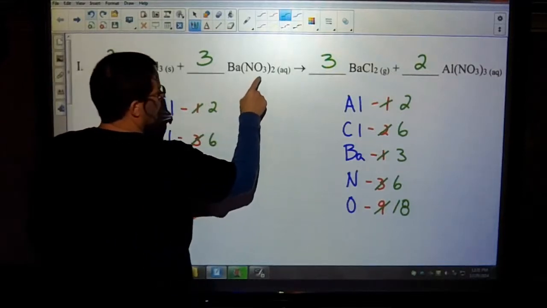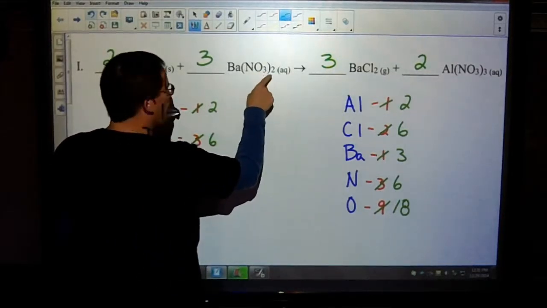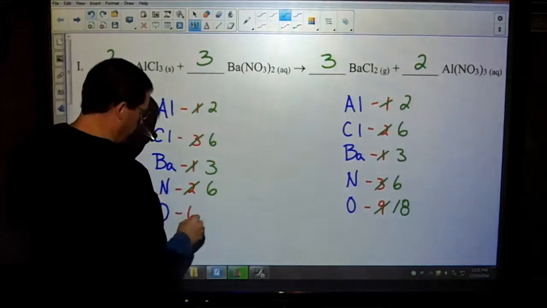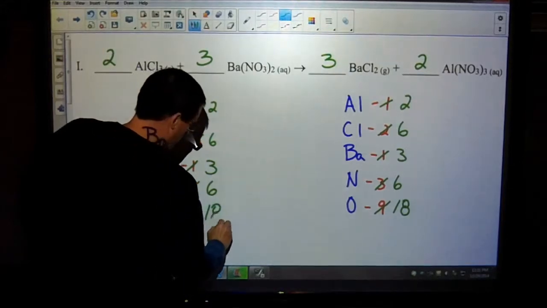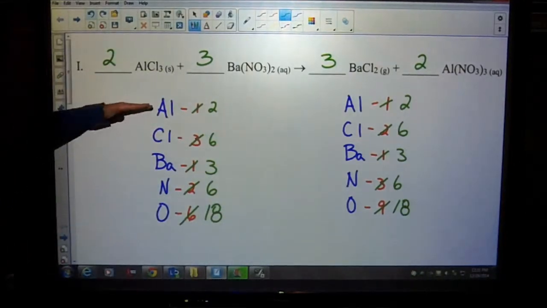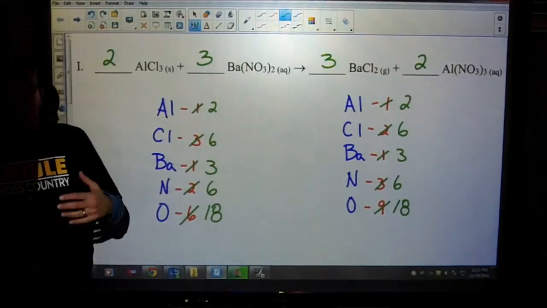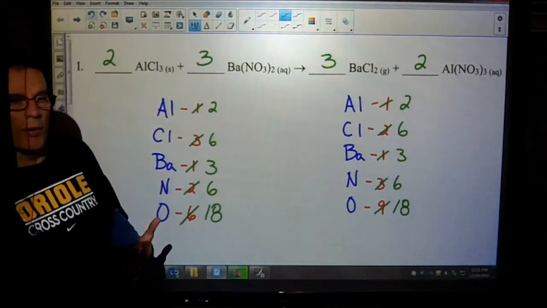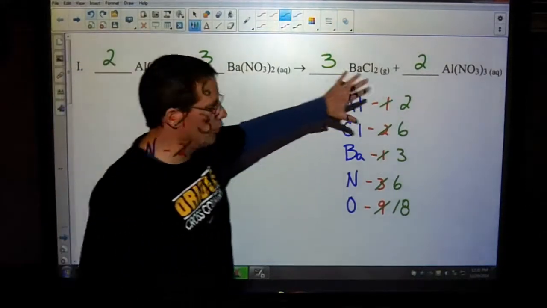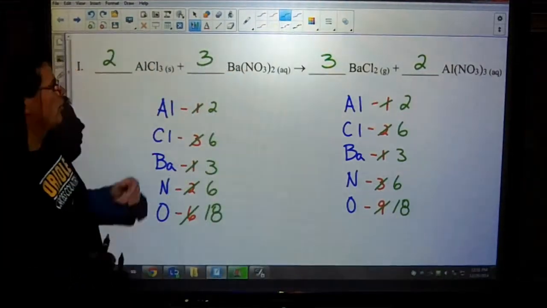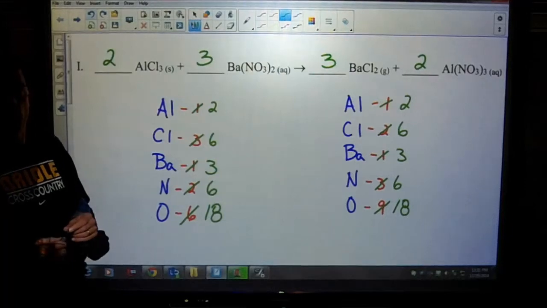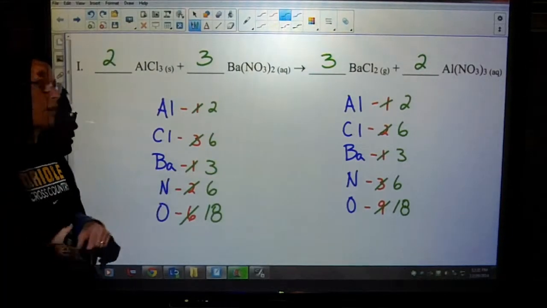Now let's do our oxygen. We have 3 times 2, which is 6, times 3 is 18. Okay, so when those numbers are the same, and they are, we're balanced. So again, this will get a lot faster for you. But until you are super fast, and I hate to say it, but these are actually the easier ones to balance, and I'll show you a trick in the next video.